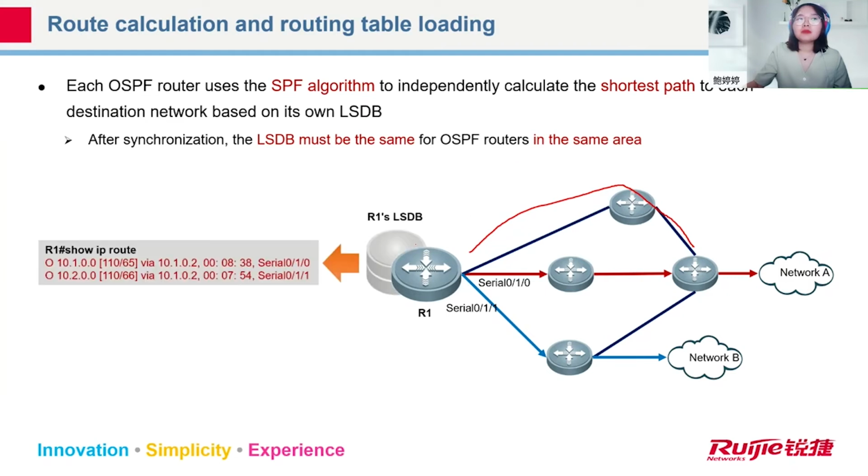Router 1 has the LSDB, and finally, according to the LSDB, we will get the routing information of OSPF: 10.1.0.0 and 10.2.0.0. And how about the cost value? Pay attention to this part. We will add all the outgoing interface cost values to become the final cost.